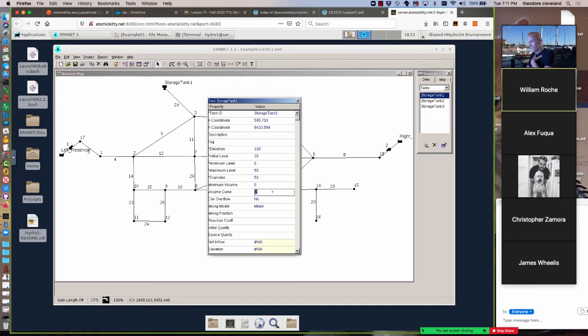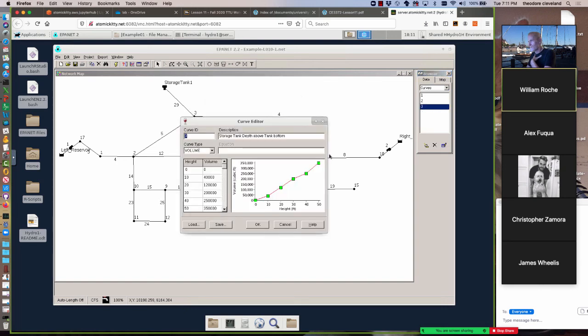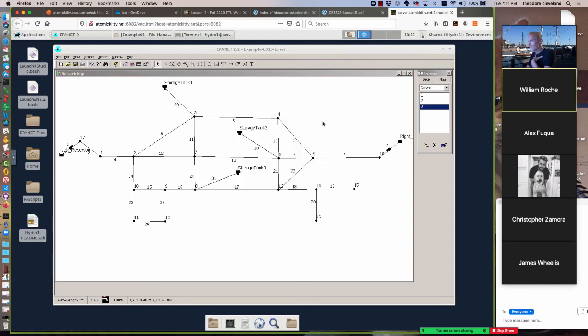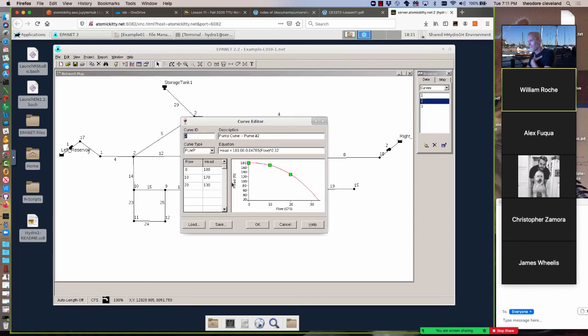It's using volume curve number 3. So if we look at curves, there's a volume curve 3 right there. And if we're at the bottom of the tank, there's nothing in storage. We can go as high as 50 feet above the bottom and store up to 350,000 cubic feet of water. And I want to see what curve number 2 is, a pump curve. So that corresponds to pump number 2.